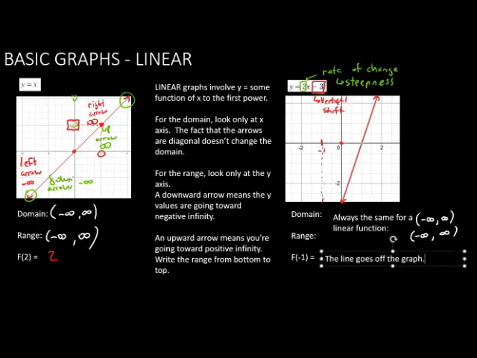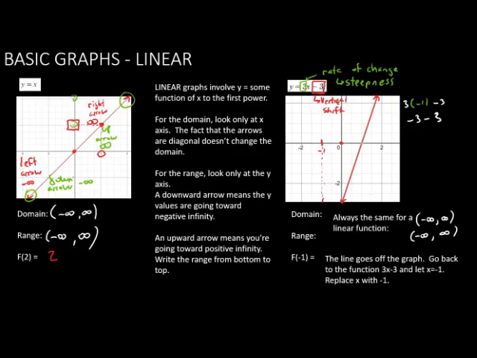When the line does go off the graph, what we can do is go back to our function 3x minus 3 and let x become negative 1. So everywhere we see x, we replace it with negative 1. So imagine that x was negative 1. We would have 3 times our negative 1 minus 3. 3 times negative 1 would give us negative 3, and then we would subtract 3. Negative 3 minus 3 makes negative 6, and so we'll say f at negative 1 equals negative 6. So this is how we find domain and range and evaluate linear functions.